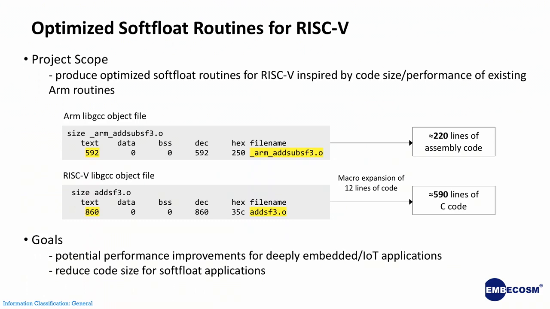RISC-V uses the standard macros that are available in libgcc for soft float, and they expand out to about 590 lines of C code, and that compiles down, in this case, to 860 bytes. So there's about a 31% code saving in the RISC-V routines. The goals for this project are to try and produce better performance and code size for platforms without floating point hardware and for all soft float routines.